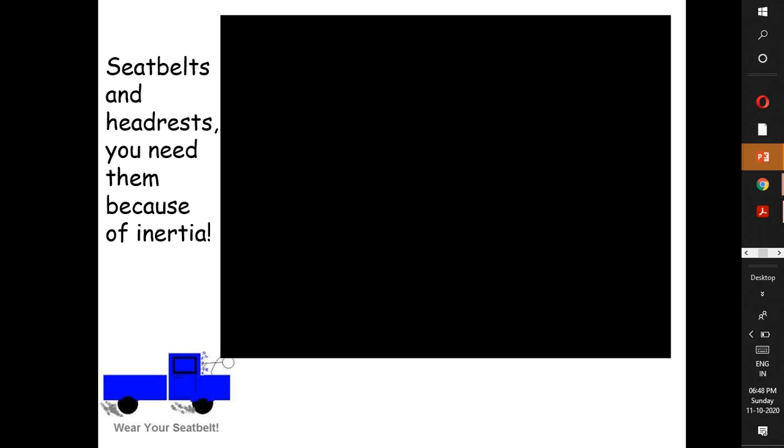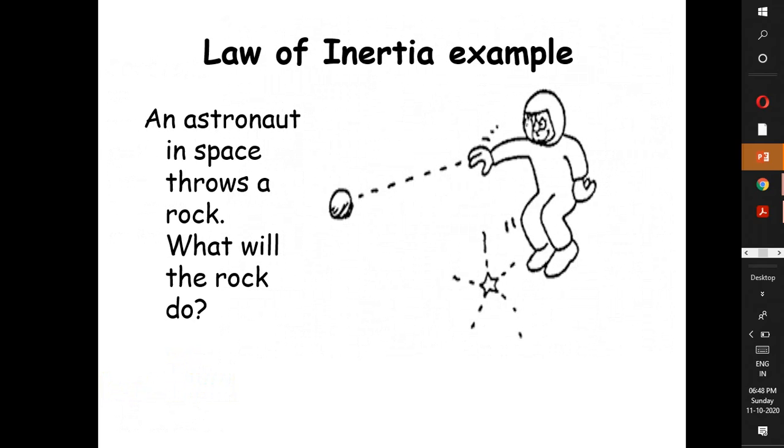If you need to go outside, what do you need to do? You need to do it via the seat belts. Now here, see the law of inertia example.